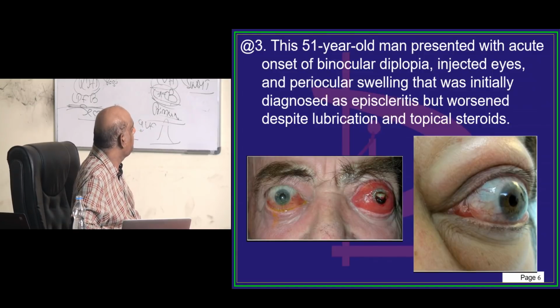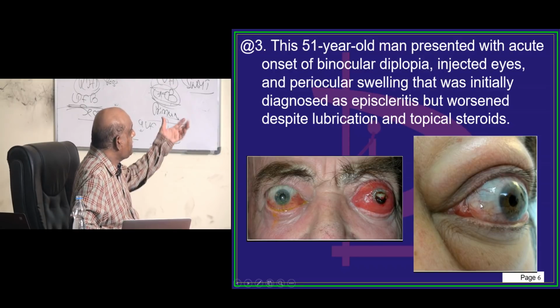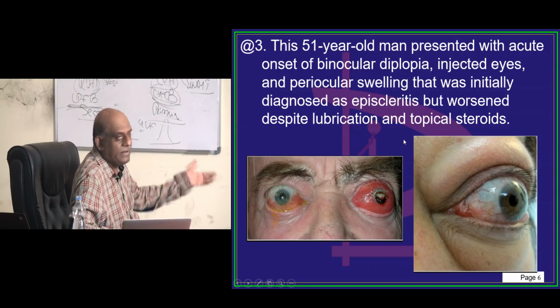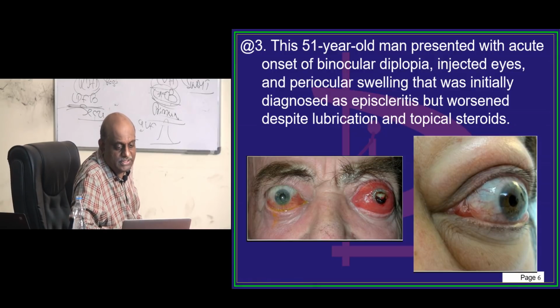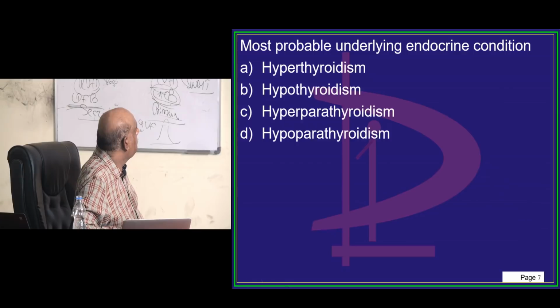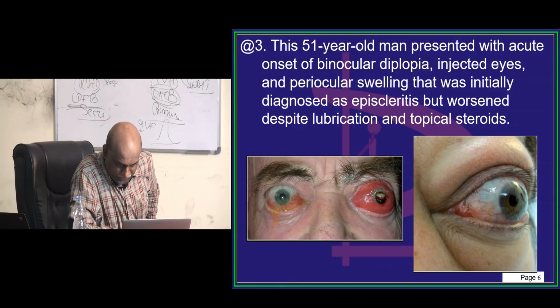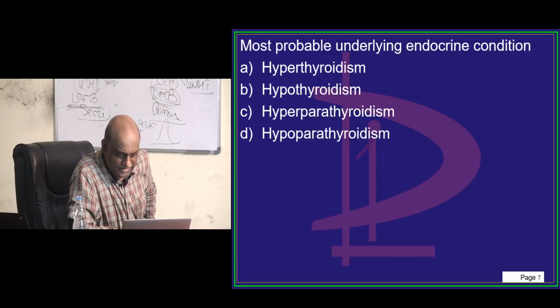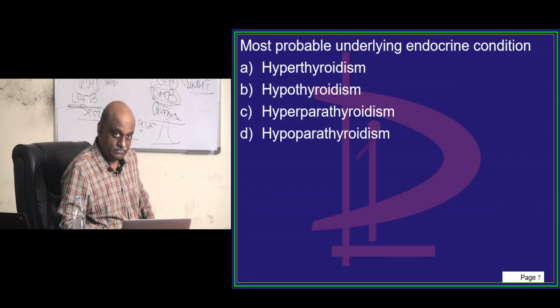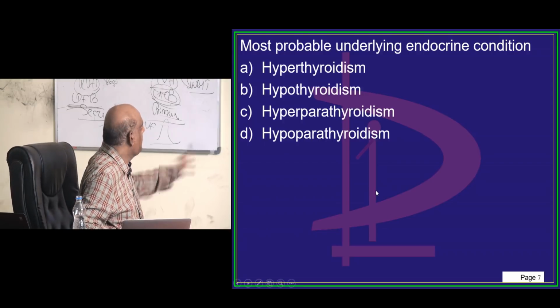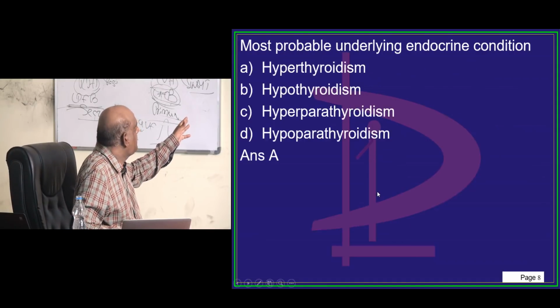Now, this 51-year-old man presented with an acute onset of binocular diplopia, injected eyes, periauricular swelling that was initially diagnosed as episcleritis but worsened despite lubrication and topical steroids. Now you should tell me the most probable underlying condition leading to this kind of ocular appearance, an important question. Satya Snigdha is confident about hyperthyroidism. Absolutely, this is an example of Graves' disease is what you should remember.